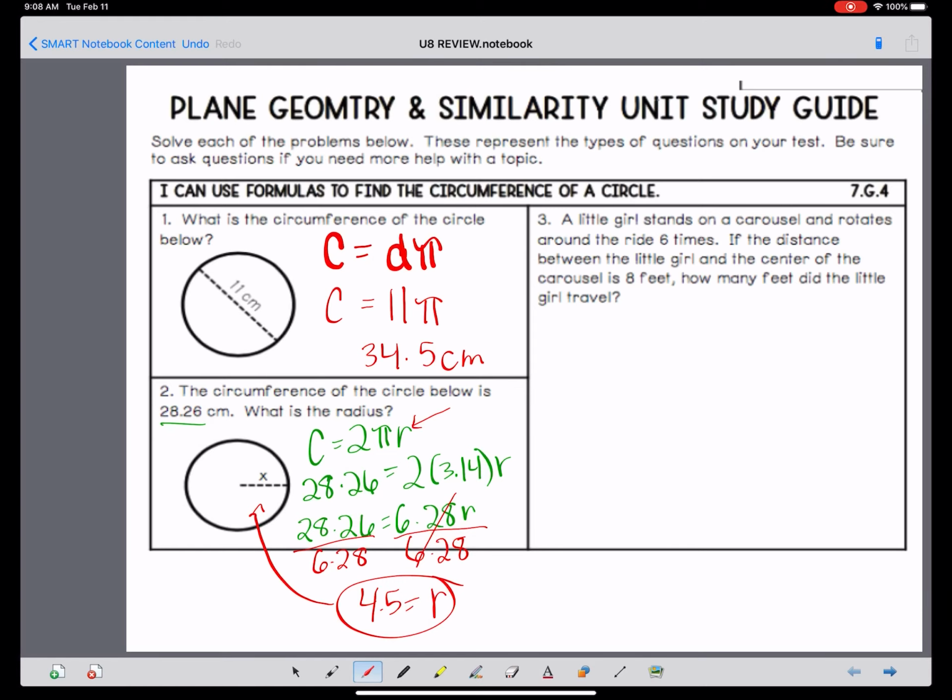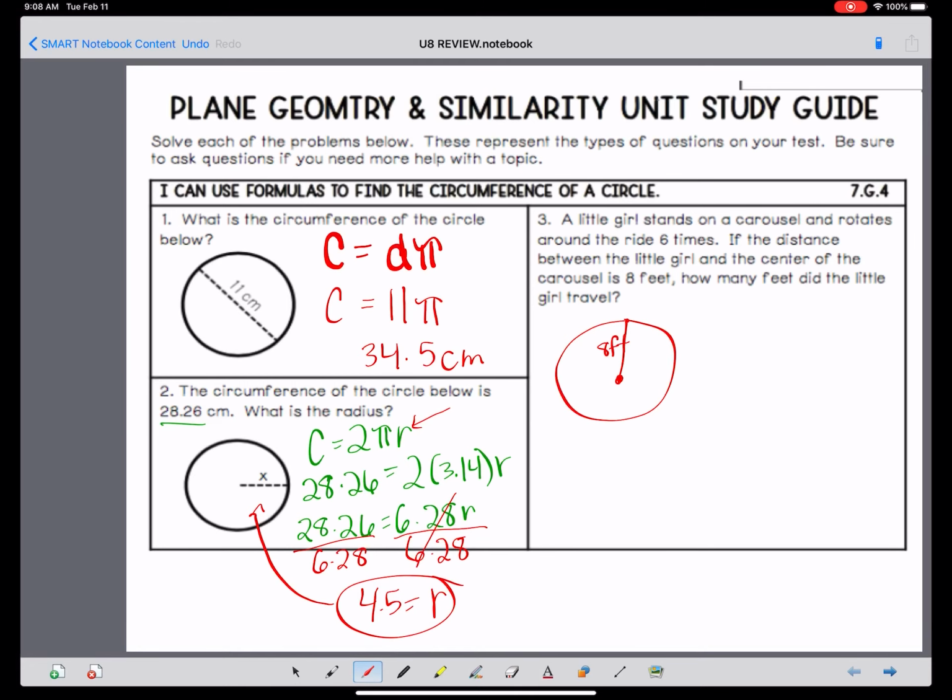All right, question number 3. A little girl stands on a carousel and rotates around the ride 6 times. Now a carousel is in the shape of a circle. Obviously, this is a perfect circle. If the distance between the little girl and the center of the carousel is 8 feet, look how perfect that is. See, I went to school to be an art major. Yeah, just pretend that I just drew that to the center of the circle. Okay, so our radius is 8 feet. How many feet did the little girl travel?